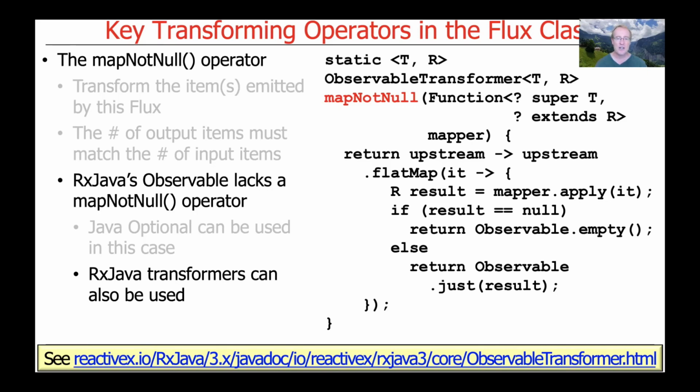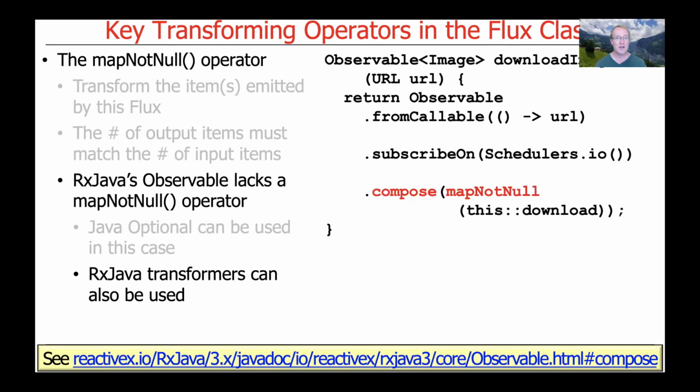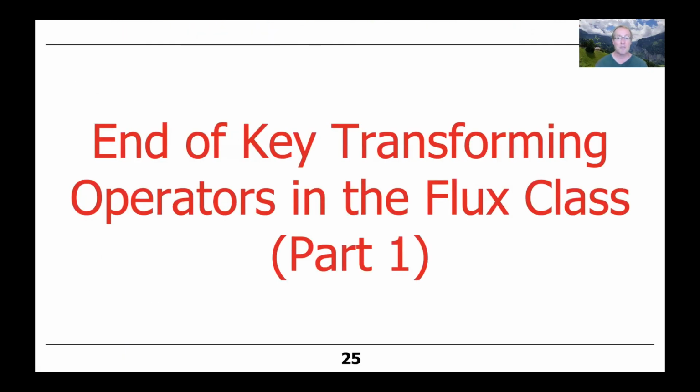You can take this transformer method and apply the compose operator, which is a clever way of being able to extend the capabilities that are provided in an Observable stream in RxJava. So in this particular case, we could do what we did before. Instead of using Optional, instead we could use compose with our mapNotNull transformer method. So that's the end of part one of our discussion of key transforming operators in the Flux class in Project Reactor.